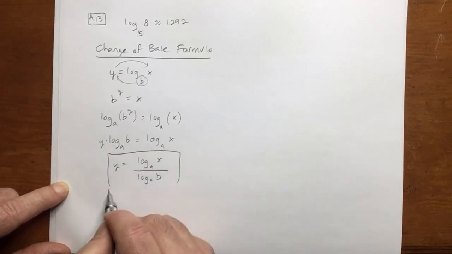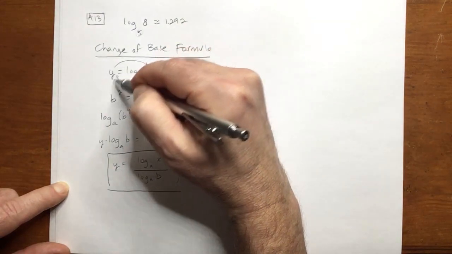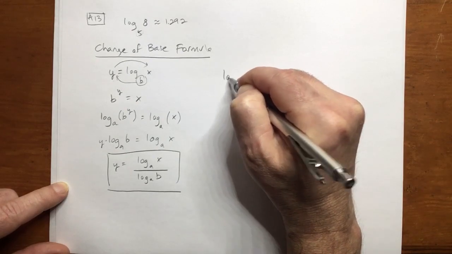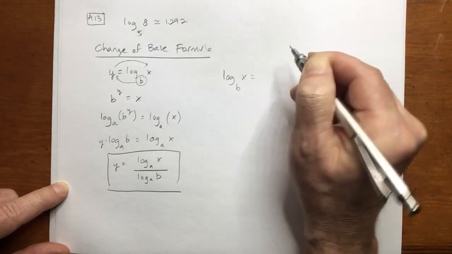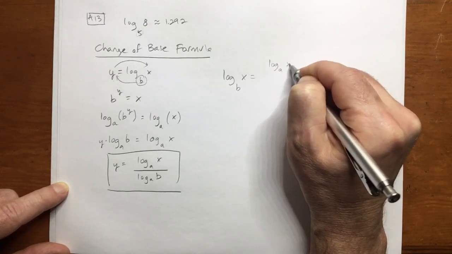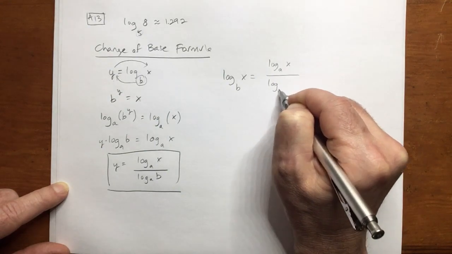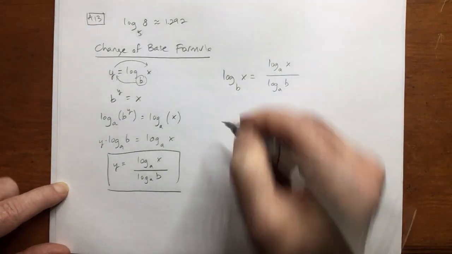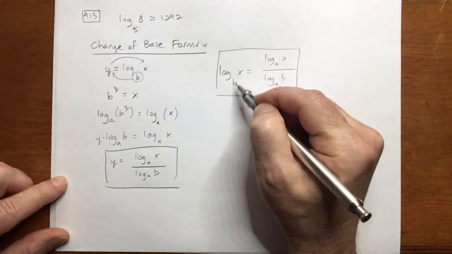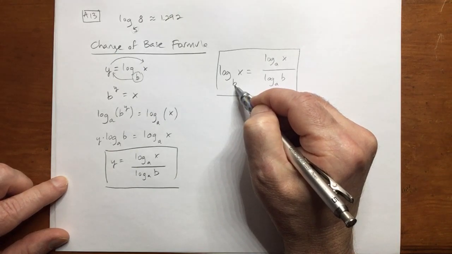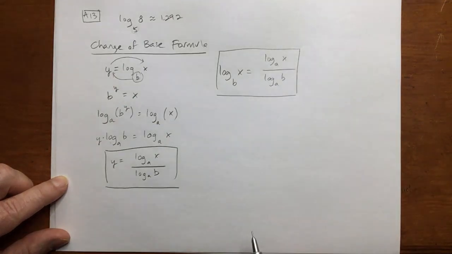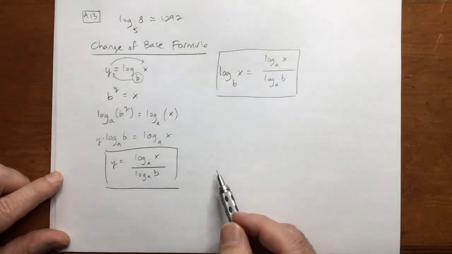This is the change of base formula. Notice that we started with y and we ended with y. So the change of base formula looks like this: log base b of x equals log, whatever base you want, of x over log of that same base of b. And this is actually very easy to memorize. Notice that the b looks like it's down low compared to the x. Look over here. The b is down low compared to the x. So these maintain their positions.